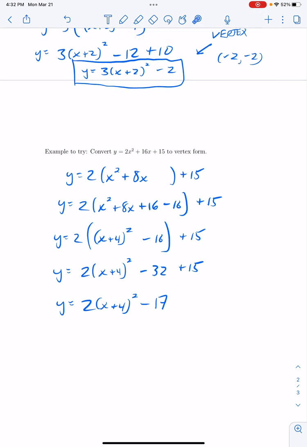So hopefully that makes sense to you. You can practice this by making up your own and just checking by graphing if the vertex is where you think it should be.